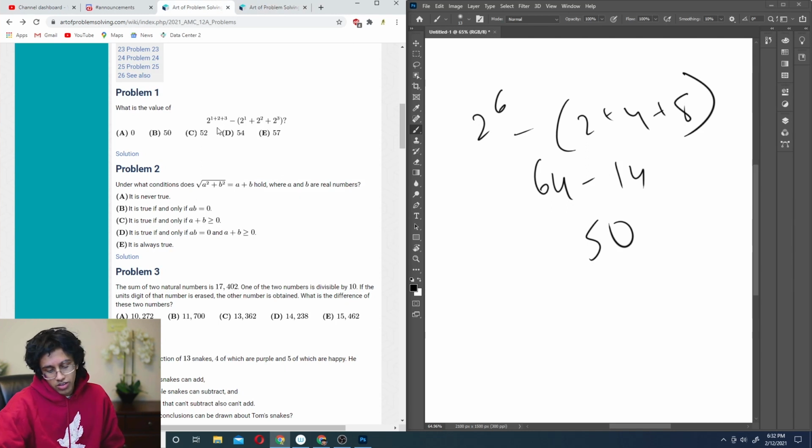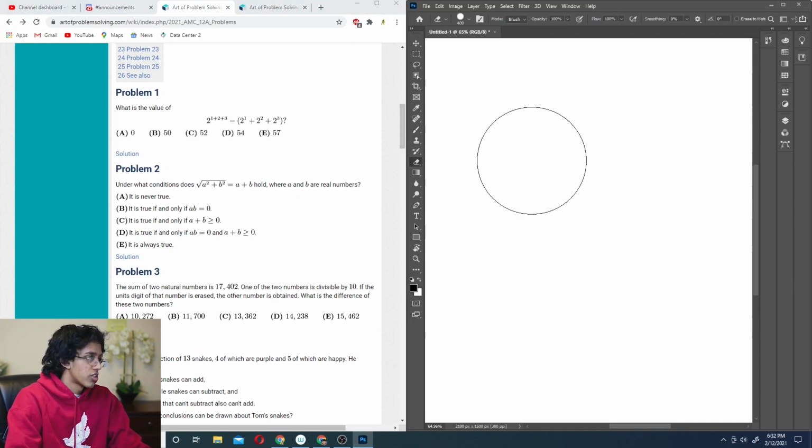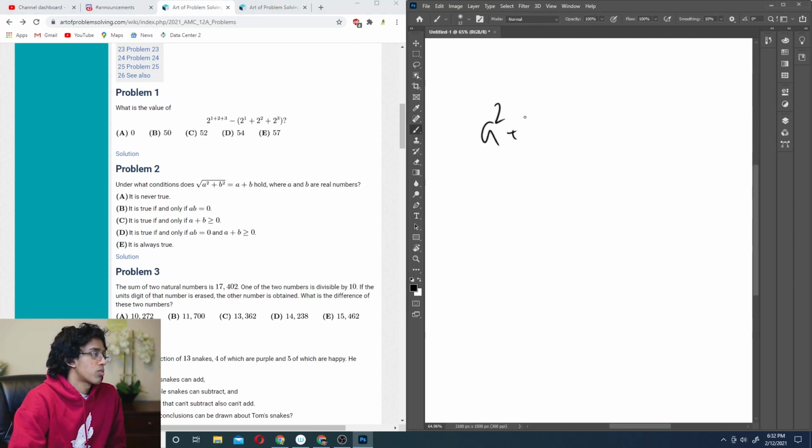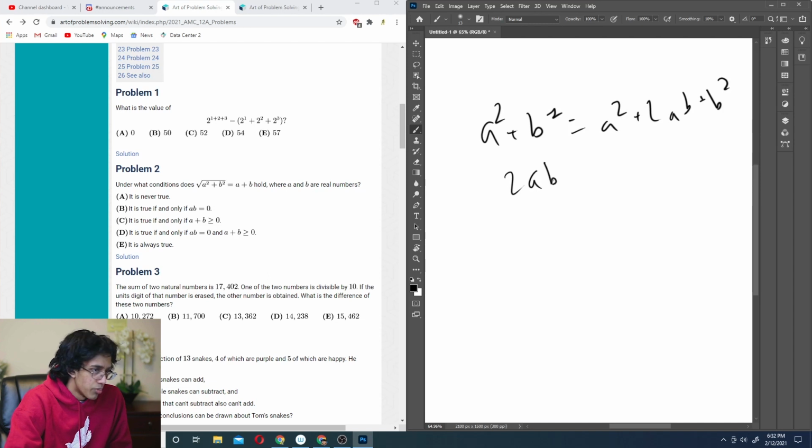Okay. And then for the next one, basically you just square both sides, right? And you get a squared plus b squared is equal to a squared plus 2ab plus b squared, right? And essentially this simplifies to 2ab equals 0, so that means ab just has to be 0.